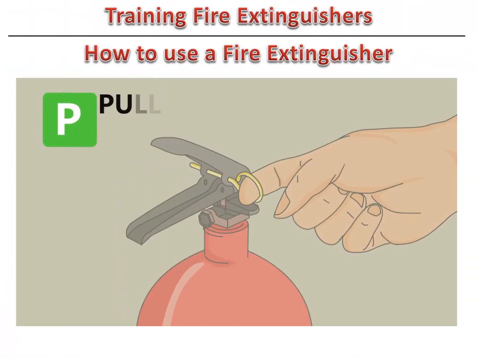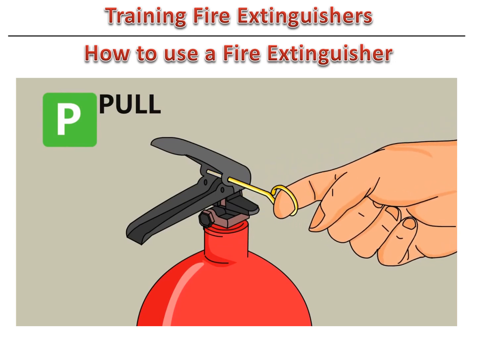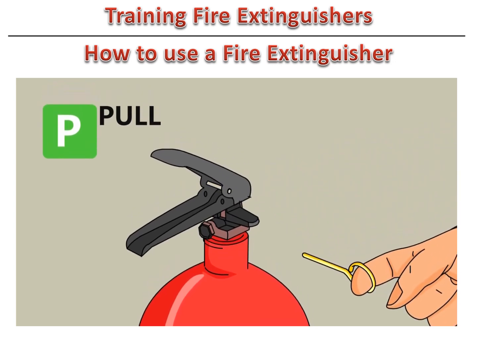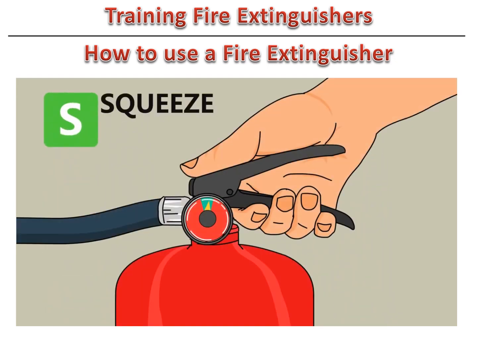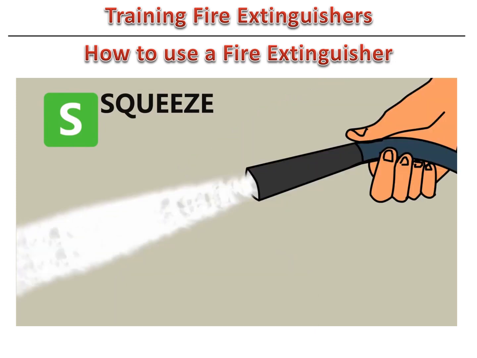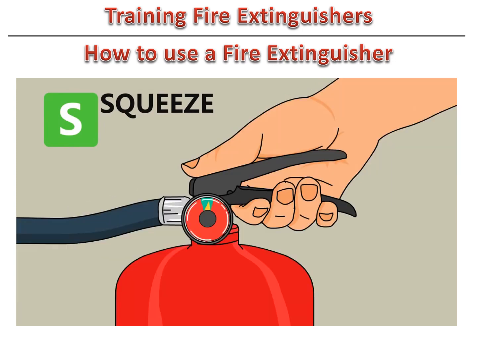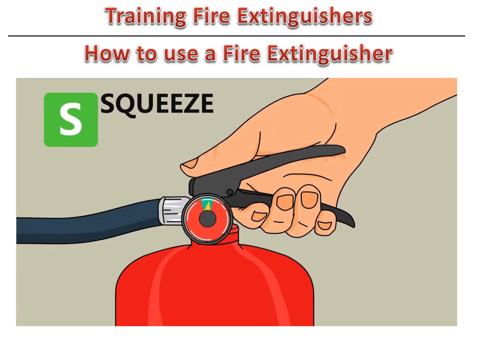P. Pull the pin so that you're able to discharge the extinguisher. A. Aim the extinguisher nozzle at the base of the fire. S. Squeeze the lever to discharge the extinguishing agent. Releasing the lever will stop the discharge.